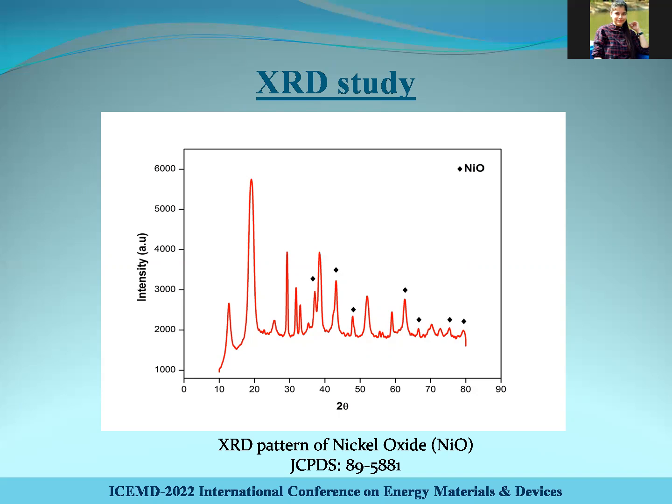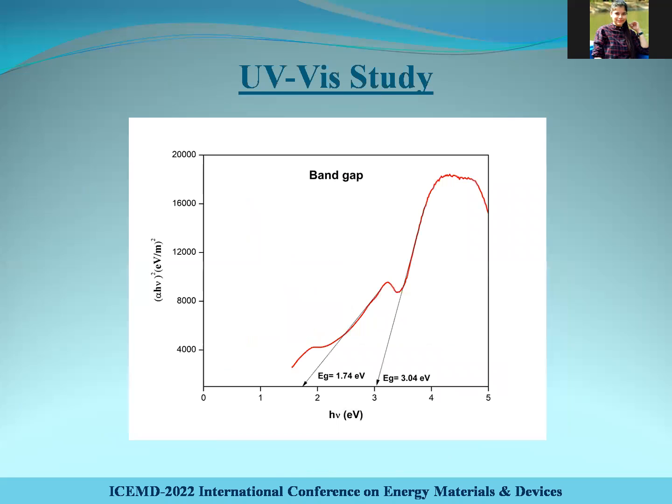And after sintering, the phase will be matched. We are expecting that the phase will exactly match the NiO phases which we already have. Now this is the UV-vis study of the NiO, and the band gaps calculated from the plot are 1.74 electron volt and 3.04 electron volt.